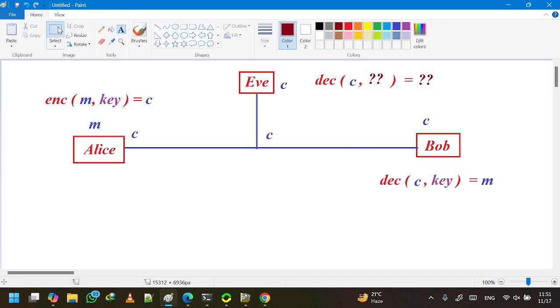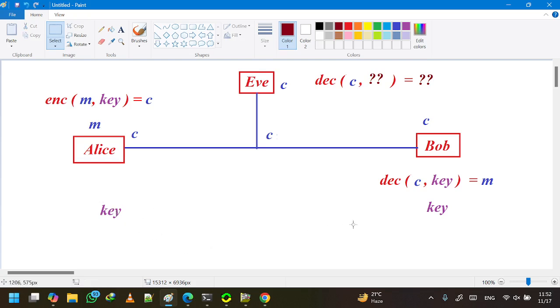Now we see that there is something called a key. This key must be known by both parties. If both parties do not know the key, then encryption and decryption will not be possible. But Evil Eve must not know the key, because otherwise decryption will take place and the ciphertext can be decrypted to get the original message. We don't want that. Kirchhoff's principle will be violated.